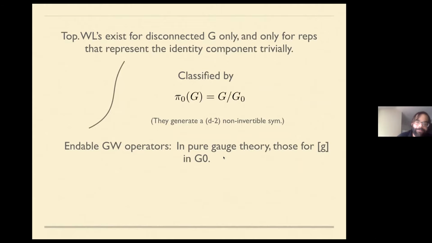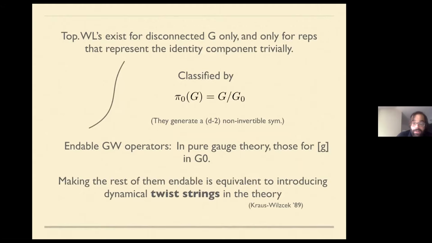But to make the rest of them endable, you need to introduce dynamical objects. And in fact, I don't have the proof here, but we proved a similar statement that this is an if and only if statement: the existence of a complete spectrum of twist vortices or strings only exists if this non-invertible symmetry is completely broken. So you need to introduce dynamical objects that are created when one of the Gukov-Witten operators ends. And this is the Alice string. Going back to the case of O2 theory, this is the Alice string that John was talking about.